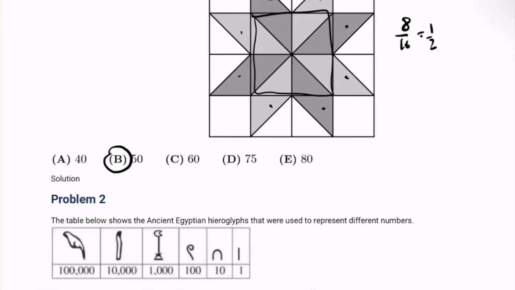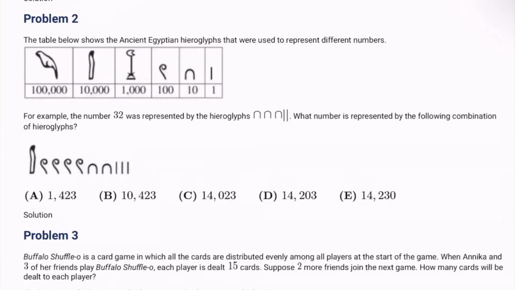So problem 2 reads, the table below shows the ancient Egyptian hieroglyphs that were used to represent different numbers. For example, the number 32 is represented by the hieroglyphs as shown. What number is represented by the following combination of hieroglyphs?